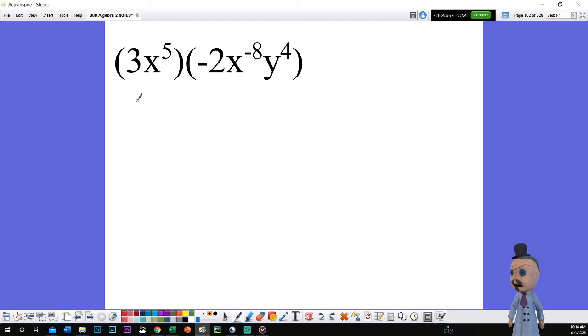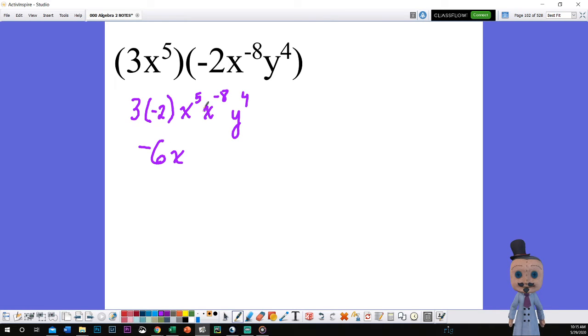Alright, it looks to me like you're done, so let's just reorder these. We've got a 3. I'm going to put the negative 2 in parentheses because it's multiplied and it's a negative. There's x to the 5, x to the negative 8, and y to the 4th. So I put all the like things together. 3 times negative 2, that's just negative 6. Remember, with the exponents, we're going to add, so that becomes negative 3, and then y didn't have anybody to go with.